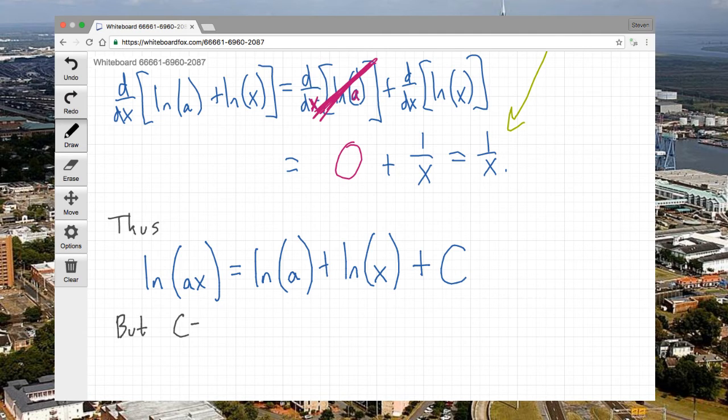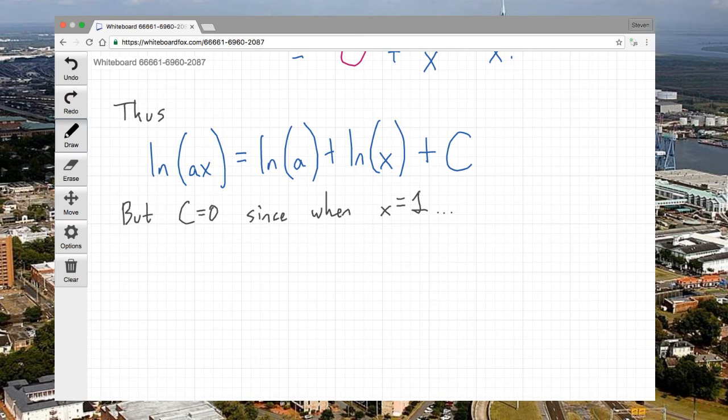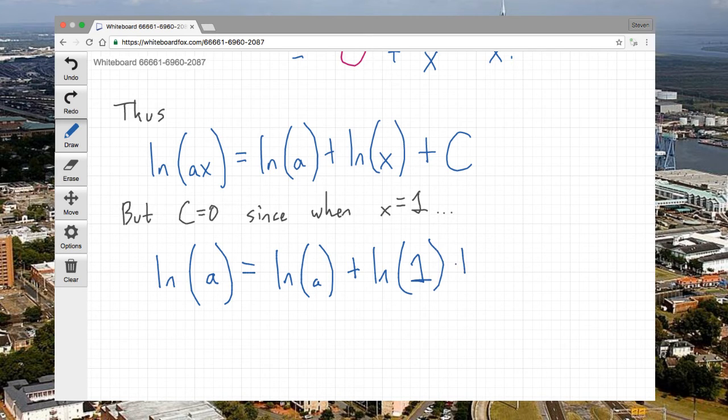But c is equal to 0 since when x is equal to 1, I'm just going to plug in 1 for x. So what do I get on the left-hand side? Well, I get a times 1, it's just a. On the right-hand side, I get natural log of a plus natural log of 1 plus c. And then, natural log of 1, we already know that that's 0.